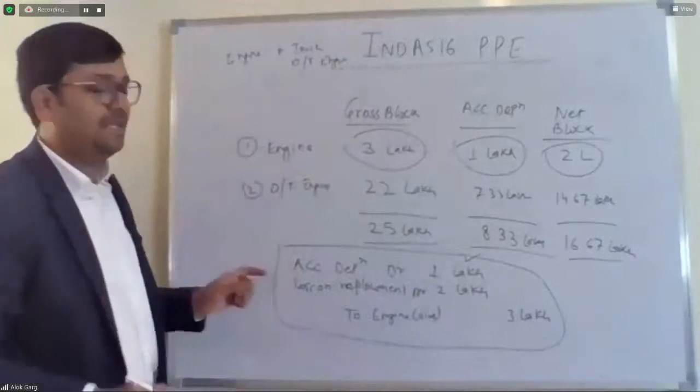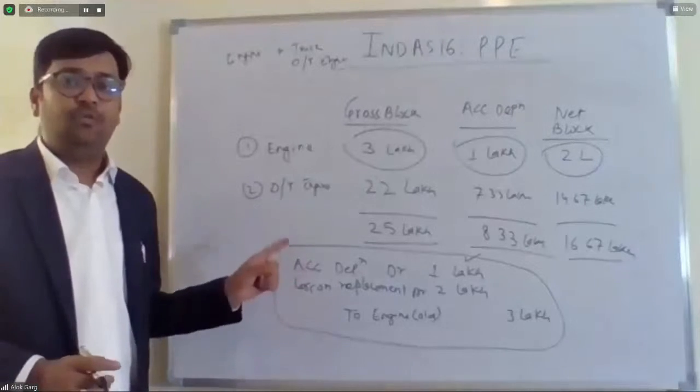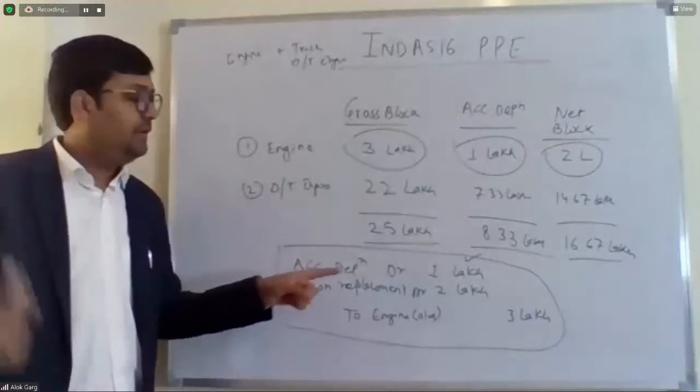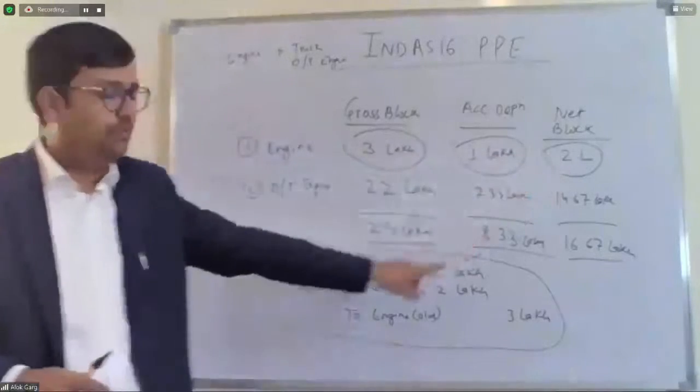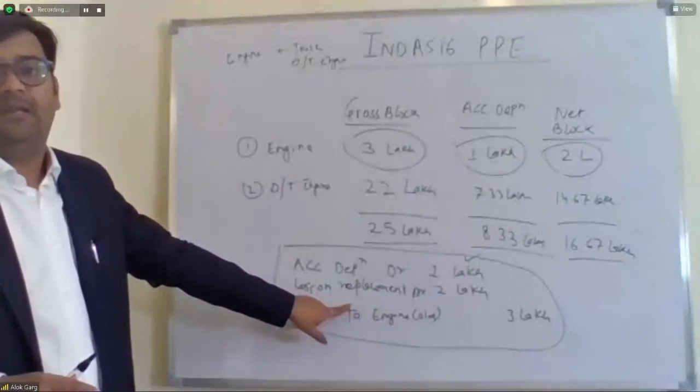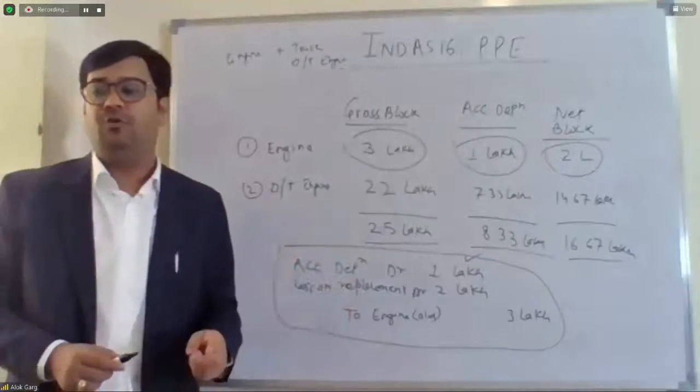So the gross block is credited by 3 lakh rupees. Accumulated depreciation has a credit balance, so it is debited by 1 lakh rupees, and the differential, which is the net block of 2 lakh rupees, has been recognized in P&L. So loss on replacement is 2 lakh rupees.